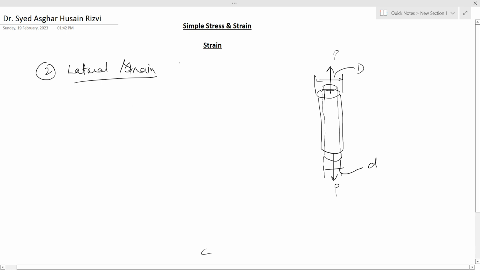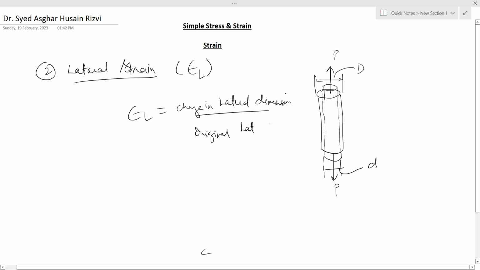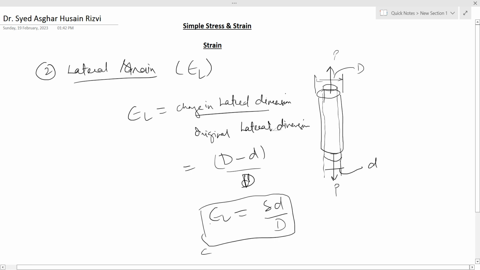So the lateral strain, that is denoted by epsilon L, will be equal to change in lateral dimension upon original lateral dimension, that is D minus small d upon capital D, or we can also write it as del d upon d. This is lateral strain.